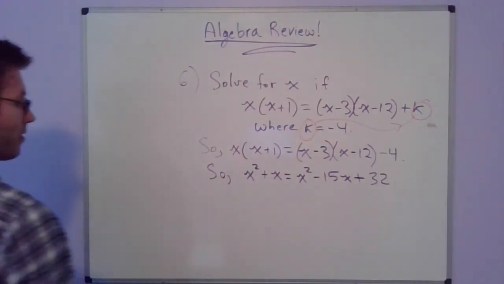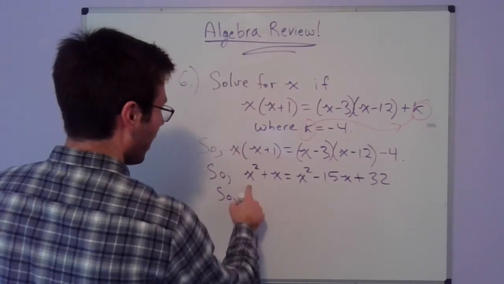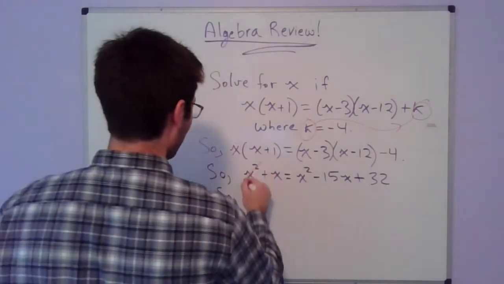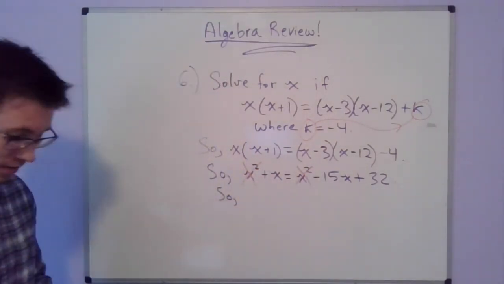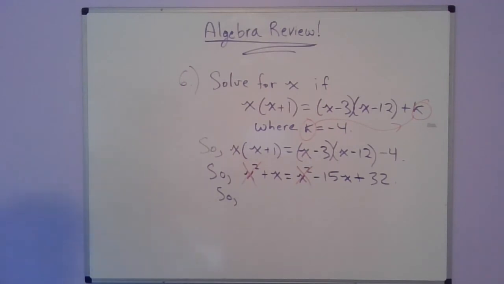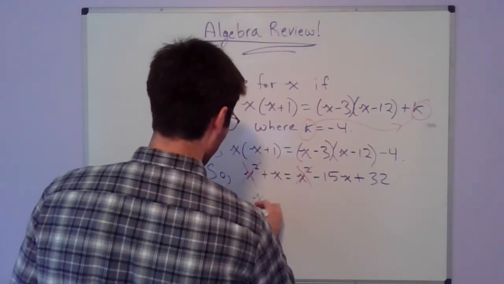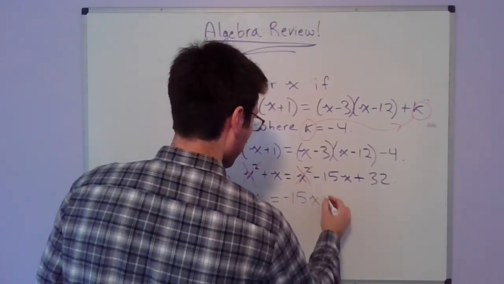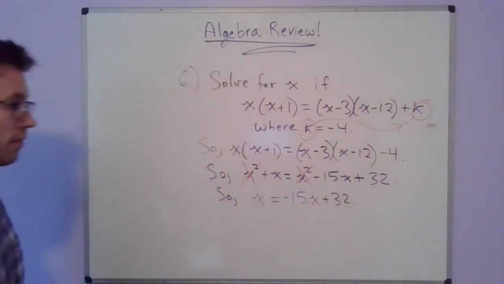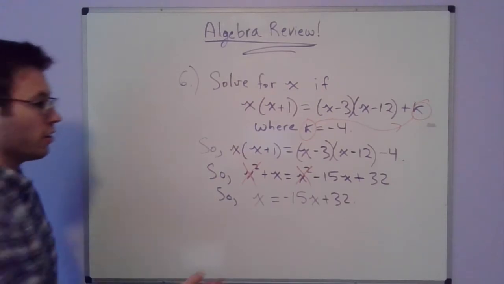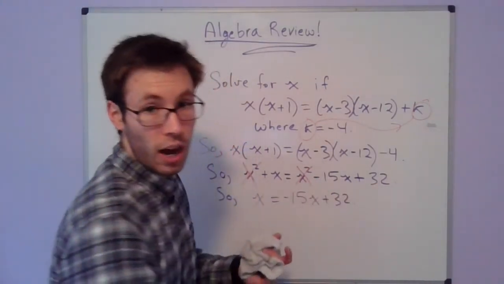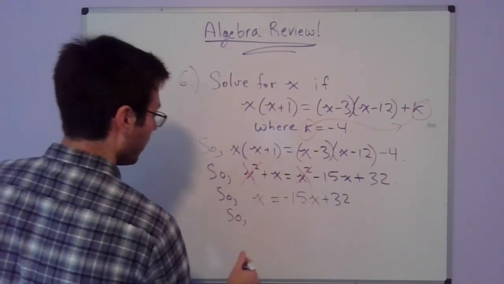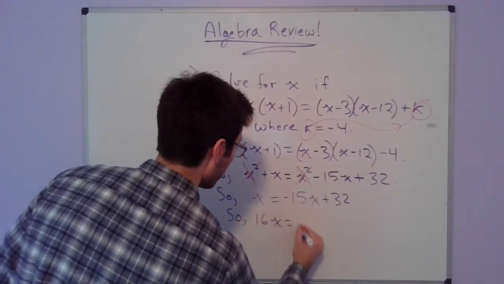All right. Now, the x squareds cancel out. I subtract x squared on both sides. These things are gone. So I'm just left with x equals minus 15x plus 32. Again, I'm not trying to combine too much. I'm doing small steps. I add 15x on both sides. I get 16x is equal to 32.